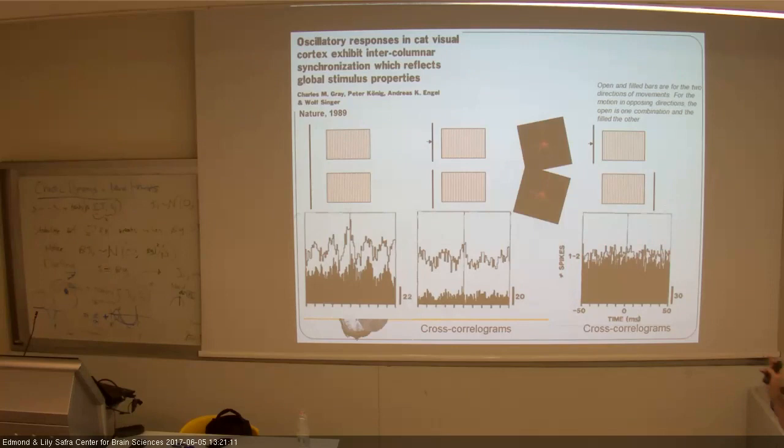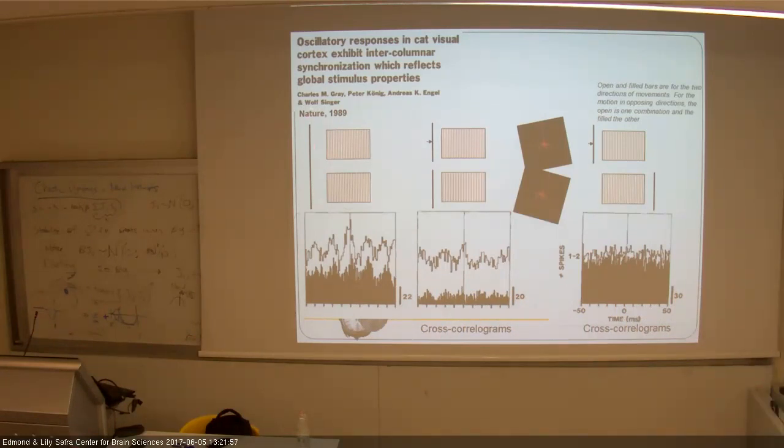Okay, so this is a nice story which is also strongly connected to ELSEC. I'll tell you the story because it gives you the flavor of the problem of artifacts and what they can do. So many years ago, Gray and Singer recorded from the cat's visual cortex, from adjacent neurons, and they mapped their receptive fields. Here you see the receptive field of one neuron, and here the receptive field of the other neuron. And what you see below is the cross correlogram of the two neurons. So how correlated is their activity in time?